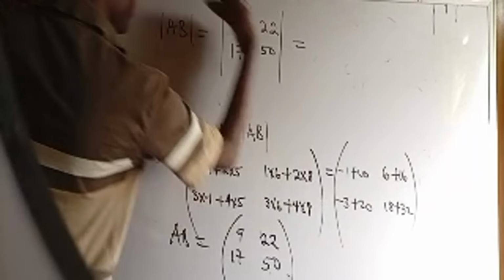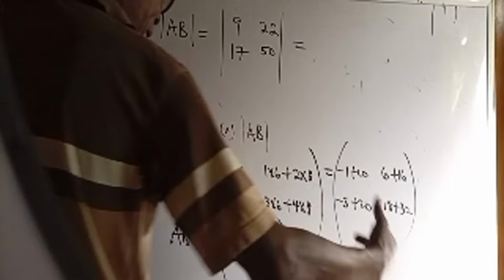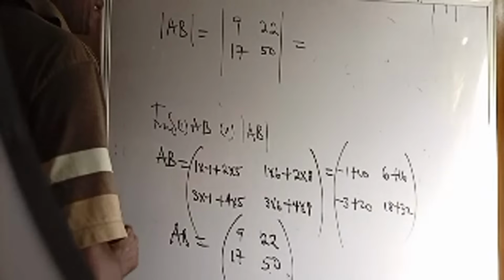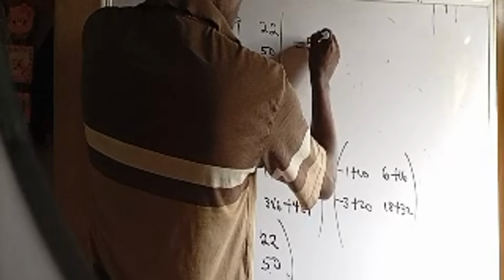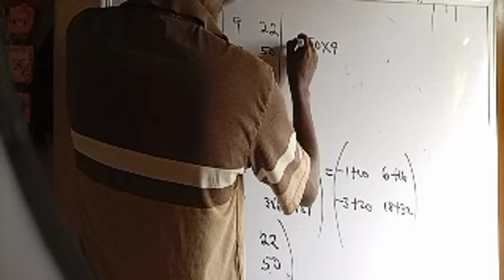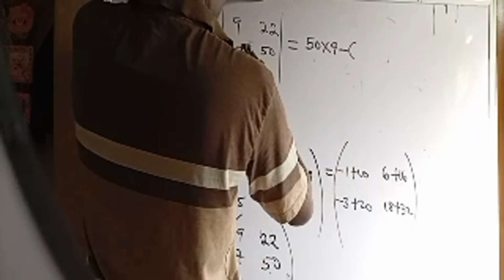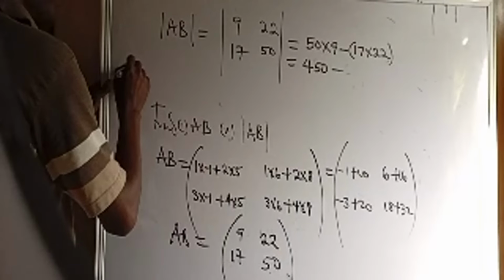When you multiply this way, you pick from the left to the right and from the right to the left. When you are moving from my right to the left, it is plus. When you are moving from my left to right, it is minus. You will see it now. 50 times 9, now it is plus, but when you are going this way, it is minus. Minus 17 times 22. This is 450 minus 17 times 22.